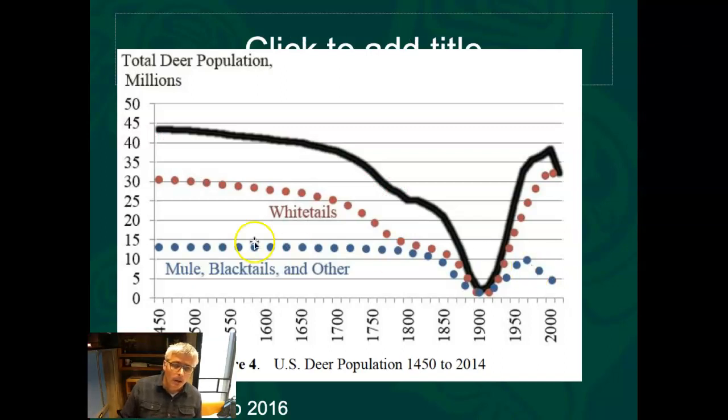And deer, in general, across the U.S. have undergone a pretty interesting population change. The reason I'm bringing deer up is because it's similar to some other species as well, so it's a good lens to think about. Estimates, like at contact, put deer just under 45 million, and then populations persisted for quite a while, and then there was a big drop-off into the early 1900s.